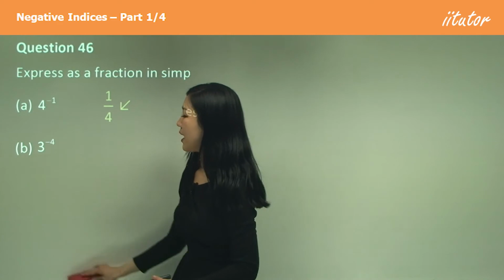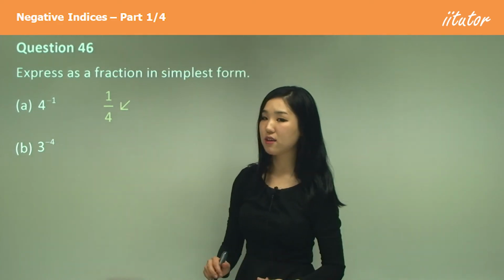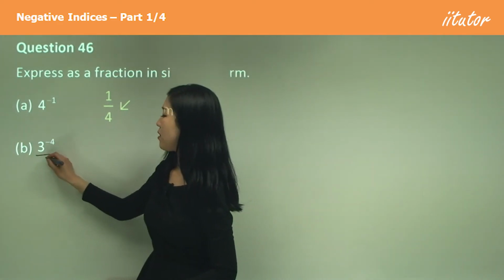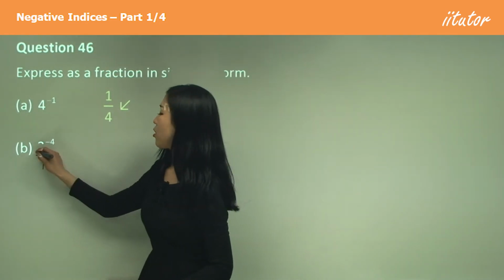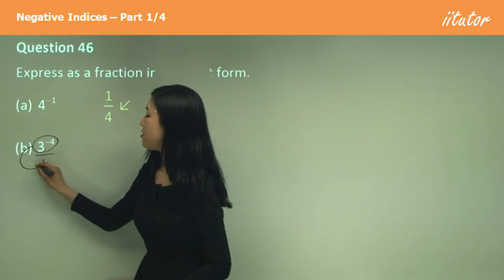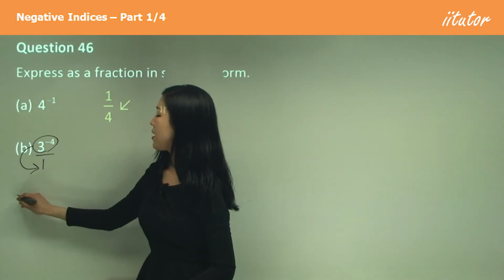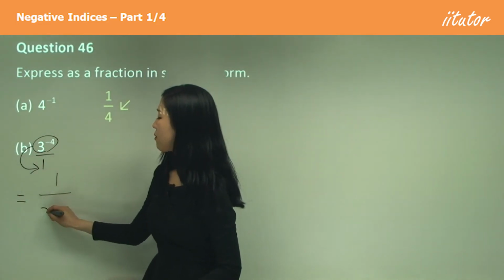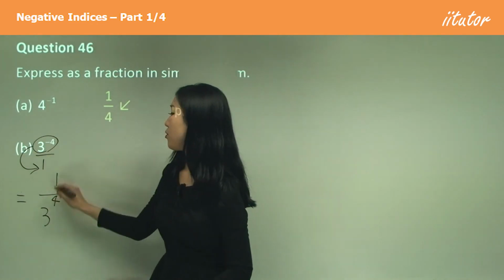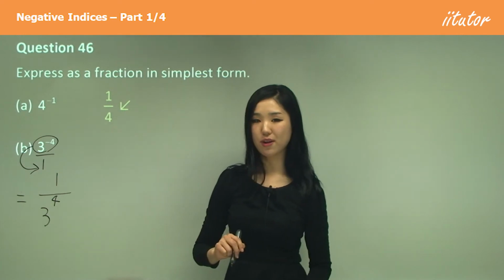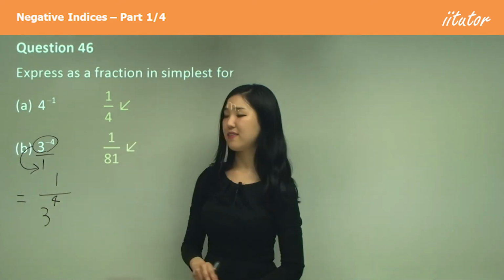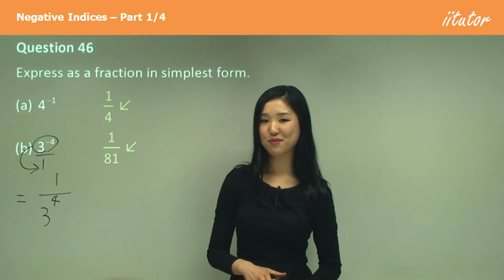So have a look at B. I have 3 to the power of negative 4. So you guys can put like the 1 there as well. I don't want negative index. So I'm going to move that down to the denominator and make it 1 over 3 to the power of positive 4. So now, because I'm moving it down, it's going to be positive 4 now. And 3 to the power of 4 is 81. So that's how you can simplify it.